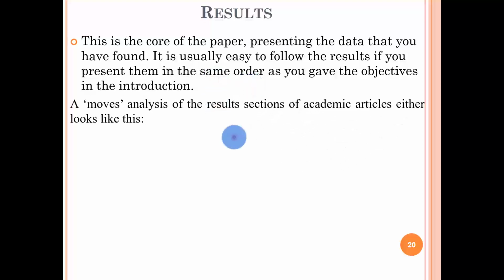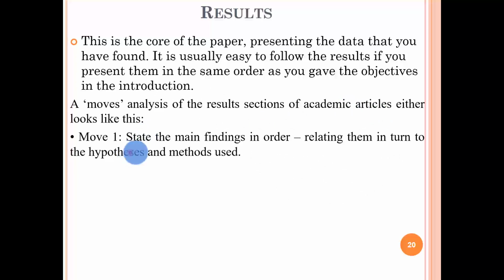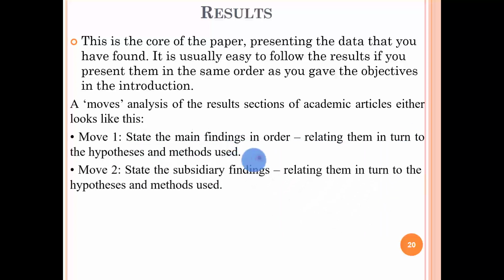A move analysis of the results. Sections of academic articles either look like this. So these are the moves. The first move: state the main findings in order, relating them in turn to the hypothesis and method used, or to the objectives. State the subsidiary findings, if you have some subsidiary findings that you didn't think of but came across by accident in the experiment, relating them in turn to the hypothesis and methods used.